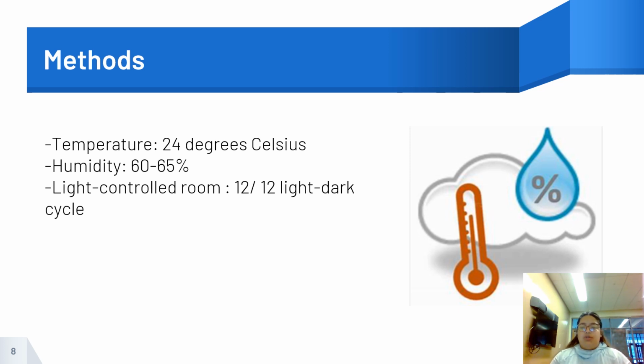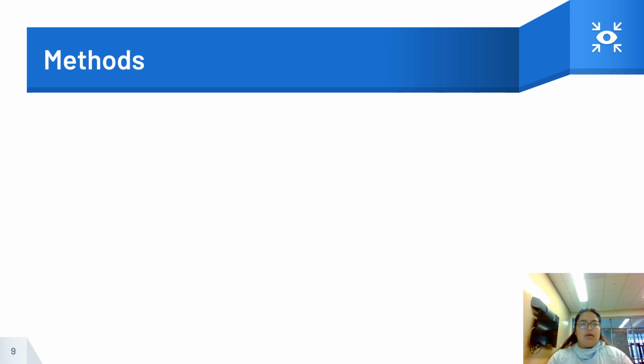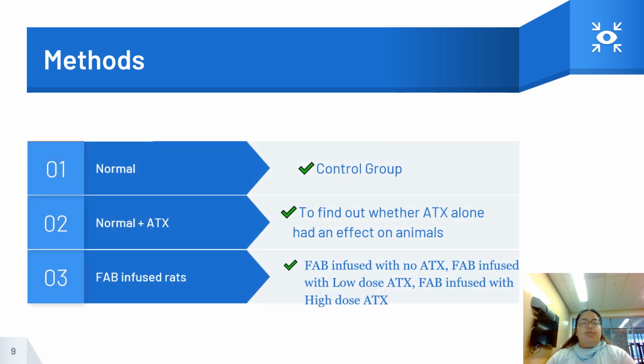Once they had selected their lab rats, they needed to get their FAB-induced rats. In order to prepare the FAB-induced rats, the scientists did this by infusing FAB into the brain to induce experimental Alzheimer's disease.